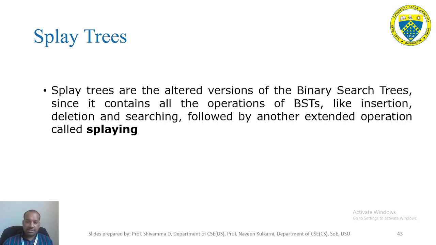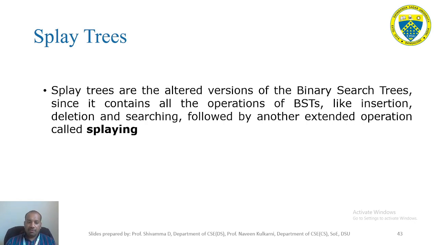Splay trees follow the same property of the binary search tree, like insertion, deletion and searching, but they have one more additional capability, that is what we call splaying. I will tell you what is splaying. Splaying means the recently searched item should become the root node. Sir, why is it like that?